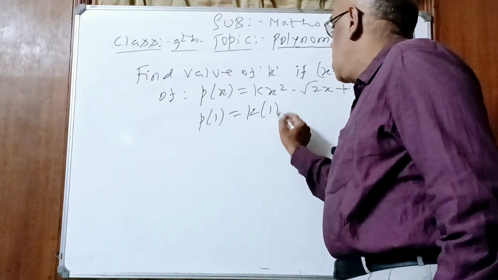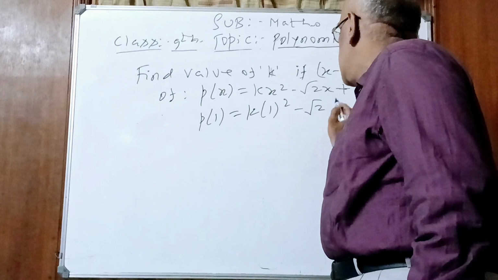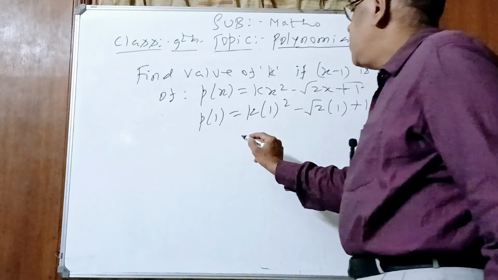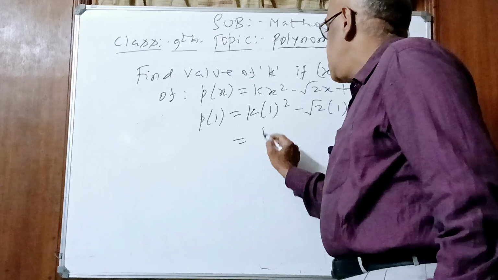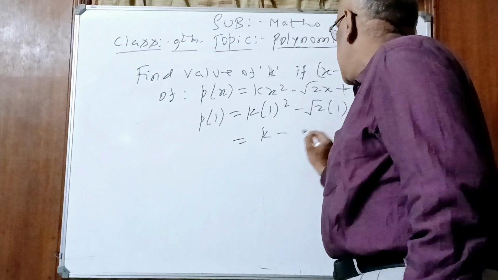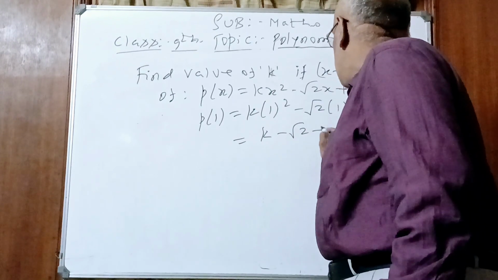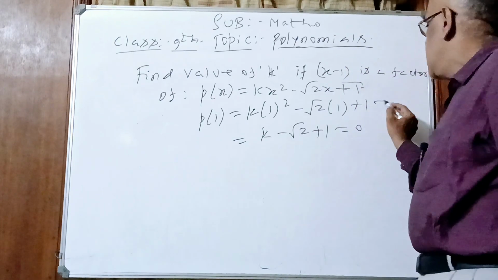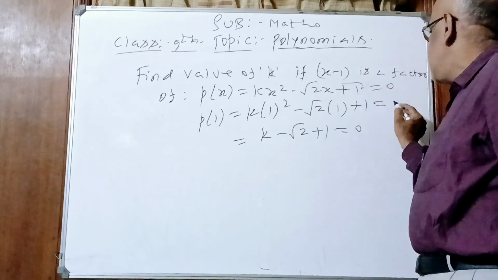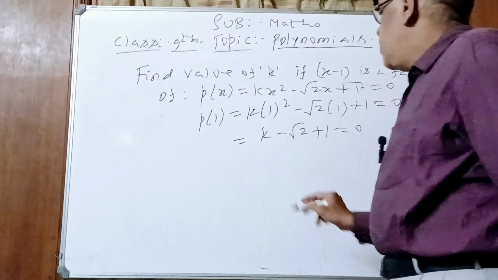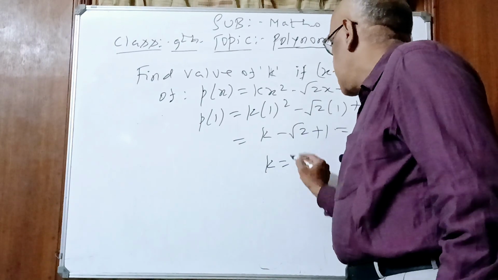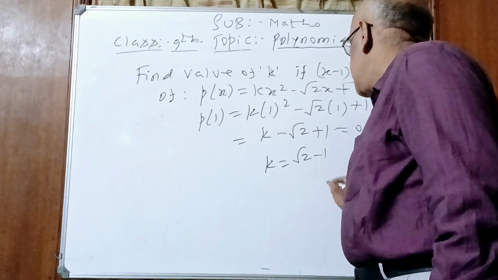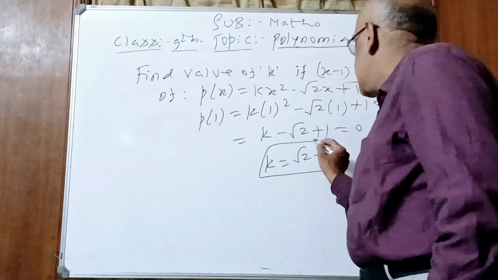K into 1 square minus root 2 into 1 plus 1. So, what is 1 square? 1 into k minus root 2 plus 1. Equal to 0. Because x minus 1 is a factor. So, what is k value? Root 2 go to that side, it will become plus, 1 becomes minus. This is the value of k.